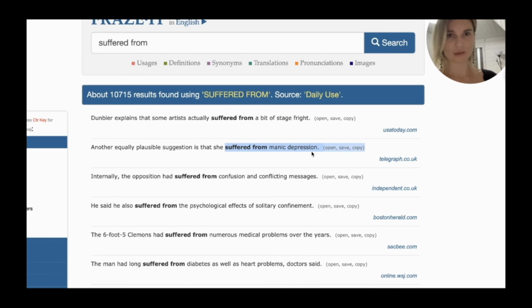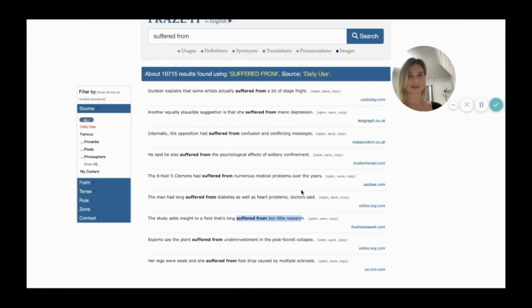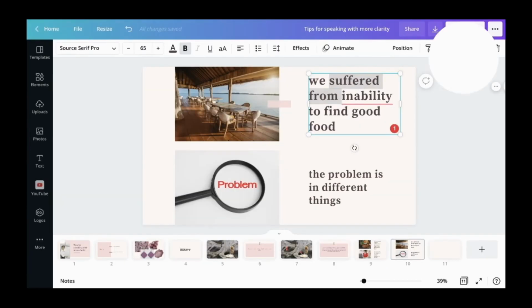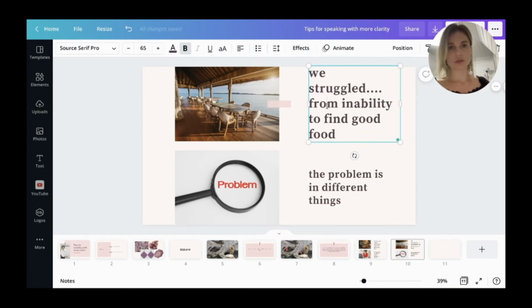They suffered from manic depression, suffered from confusion and conflict in messages, suffered from the psychological effects of solitary confinement, suffered from numerous medical problems, suffered from diabetes, suffered from too little research. It's not really that context that we need. I can't say that they suffered. Maybe a better word would be struggled. Of course, not from. You struggle with something.